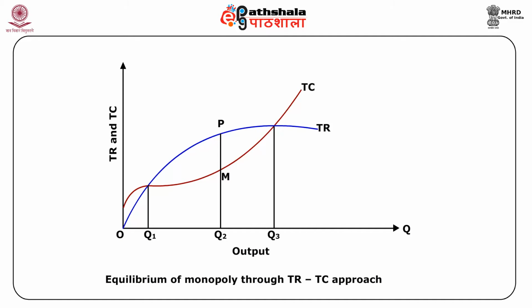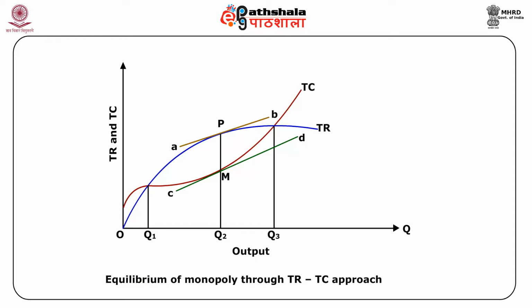This question can be answered in two ways. First is that the point or the output where the vertical distance between TR and TC is maximum is the point or output where the monopolist earns maximum profit. Another way of finding out the maximum profit is through the tangency points on TR and TC. Consider the diagram. If we draw two parallel lines, both at TR and TC, then the parallel lines are tangent on TR at point P and on TC at point M.